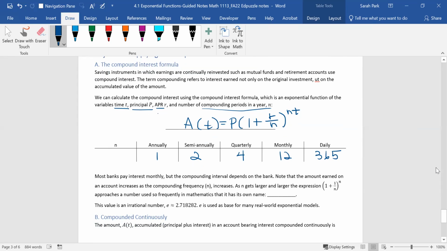Now, what is interesting about n is that in this expression, we have 1 plus 1 over n. This value approaches a number used very frequently in math, and it gets its own name, and we call it e. Now, this e value is an irrational number. It's about 2.718, and we're going to actually use this in a different section when we're doing some modeling and applications for exponential functions.